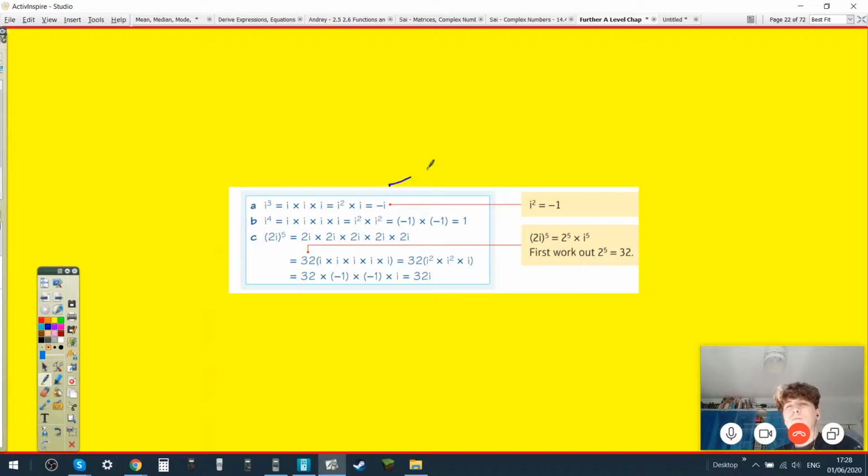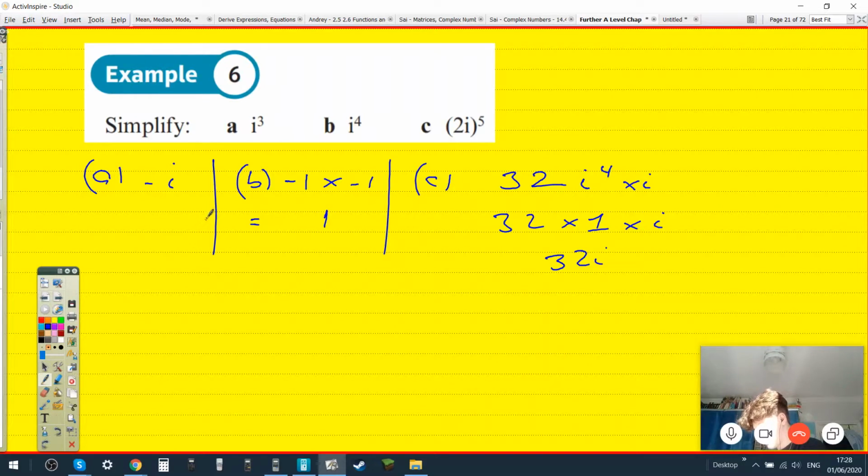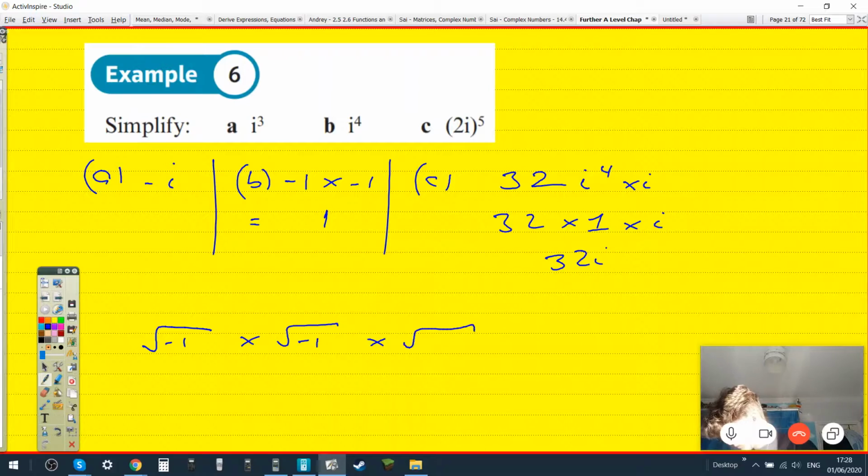So that one's -i. That one's 1. And that one is 32i. Yeah. And you can always just do it the long way by putting it as square root of -1 times square root of -1 times square root of -1 and doing it that way.